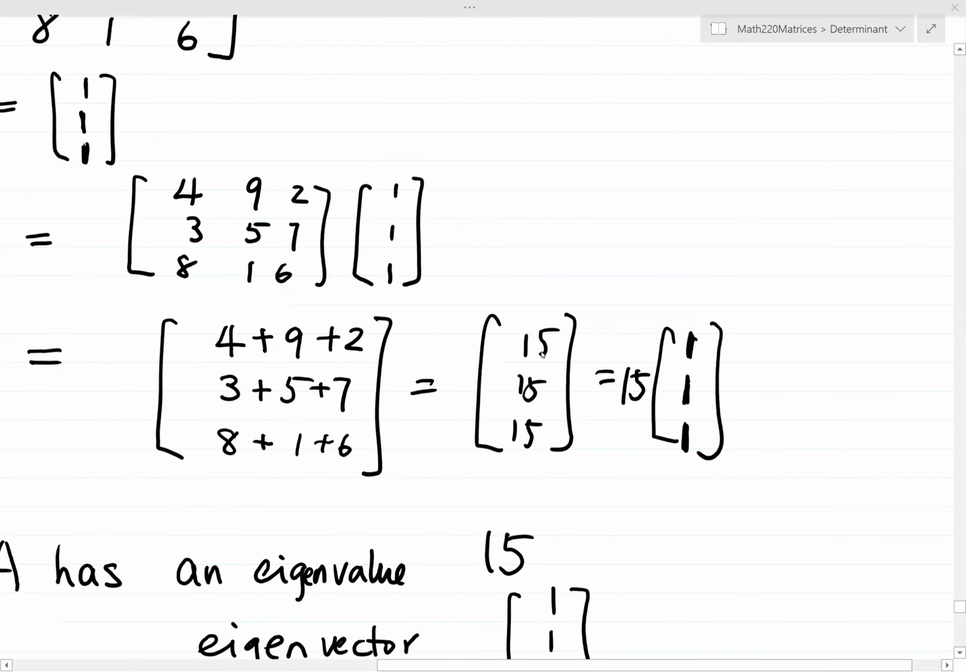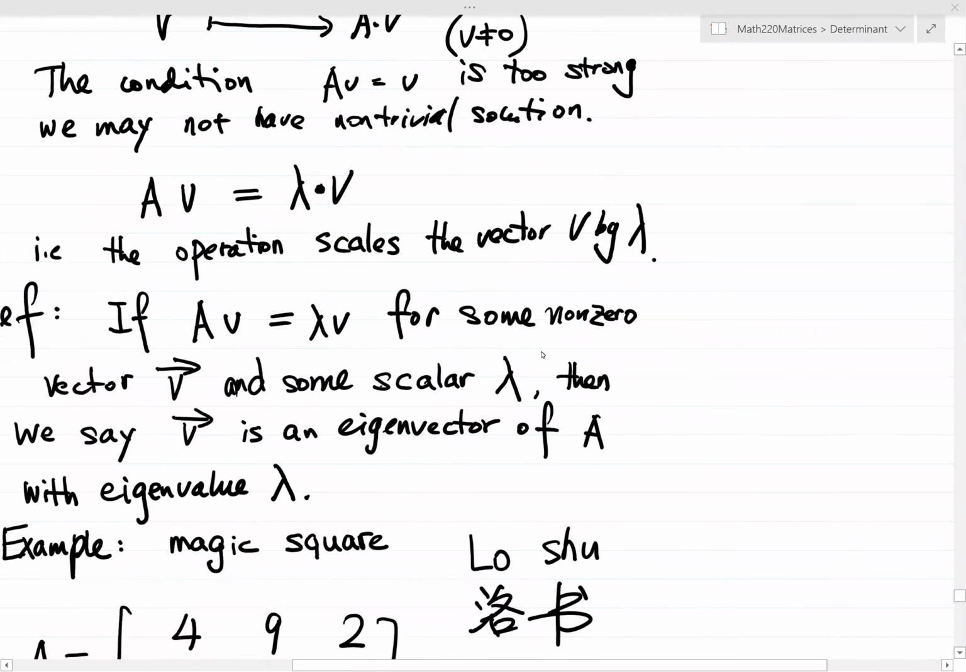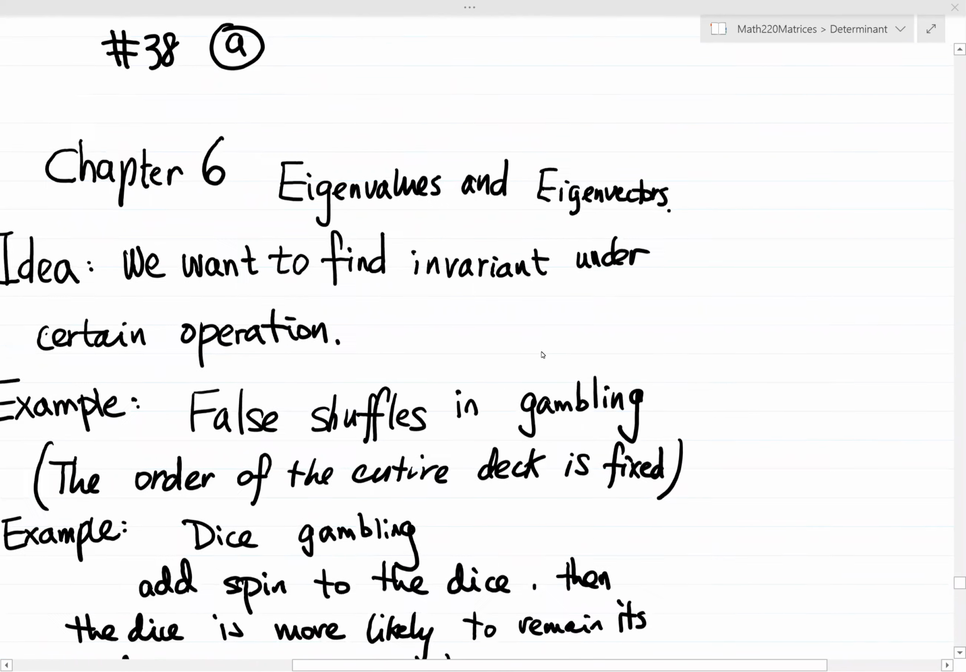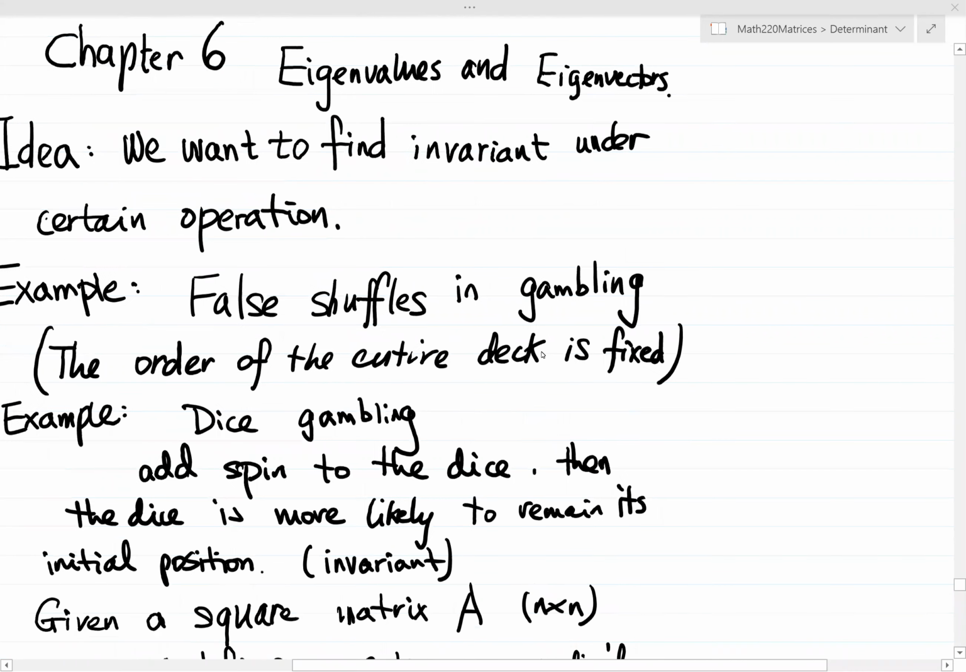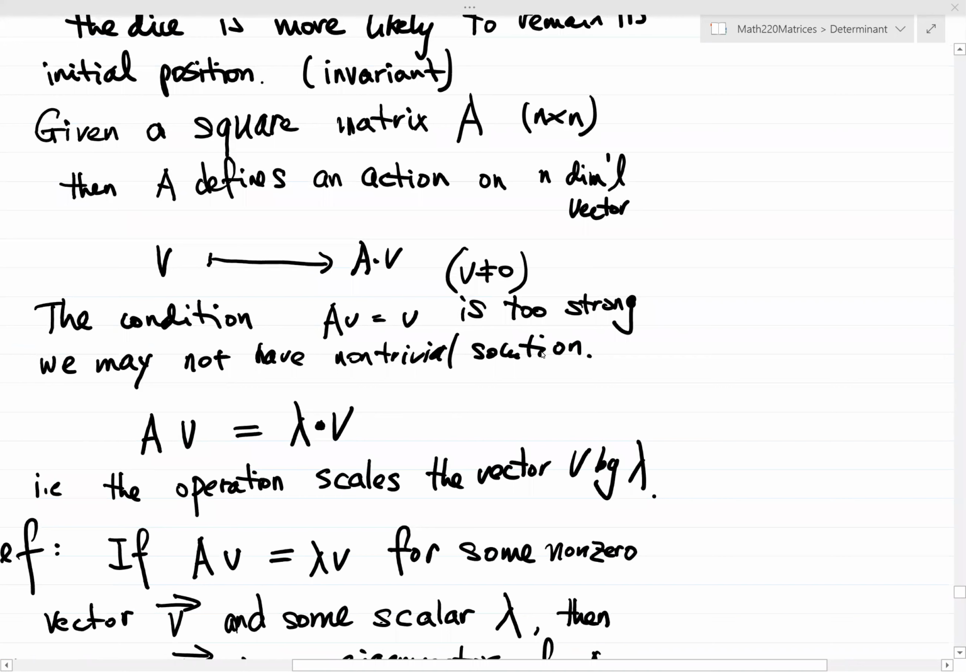Okay, let's first recall what we had last time. Last time we introduced the eigenvalues and eigenvectors of a matrix. The idea is we want to find invariants of certain operations.